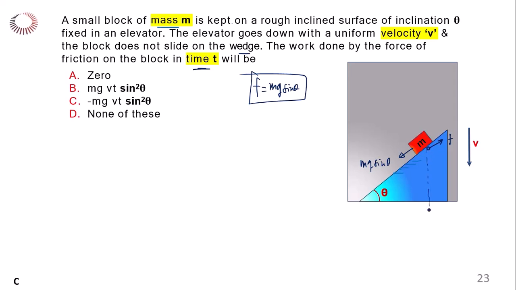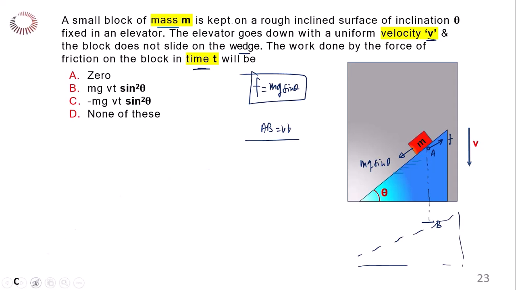Now the friction is over there, and after time t, the point of application of the friction force will come down. By how much? V is constant, right? Let us say initially the block is at point A. After some time t, the block will come to point B. Got it? So this is the new position of the block. So what is the distance AB? Can I say AB length is equal to Vt? Distance is speed into time, because the elevator is moving downward with a constant speed.